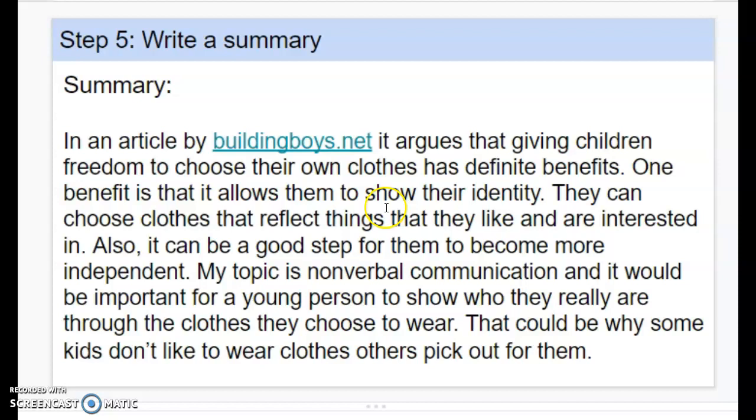So I haven't talked too much about my experiment yet, because I'm just talking about the concept that relates to it, this idea of nonverbal communication. What am I saying to other people through my clothing choices, not my words?